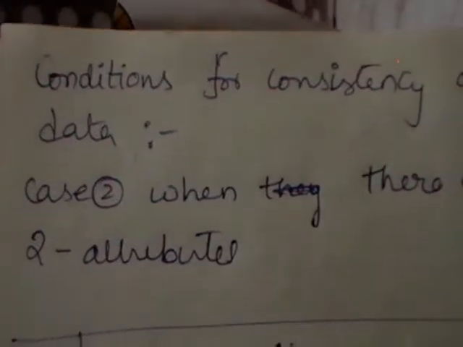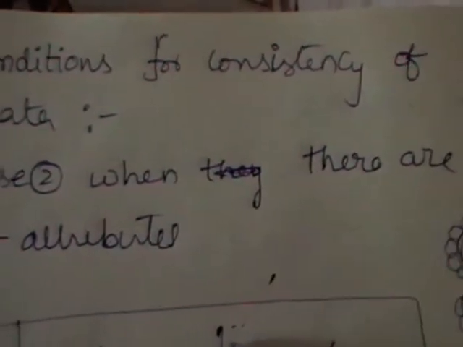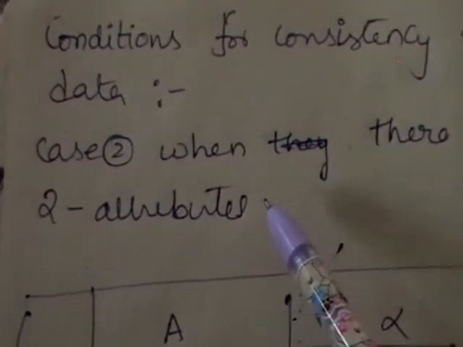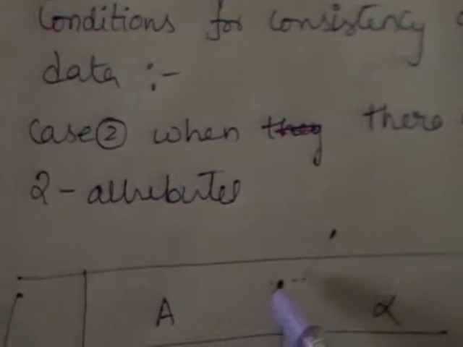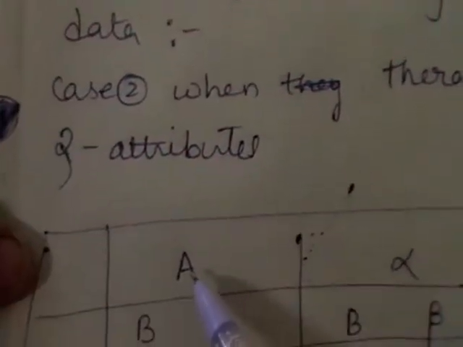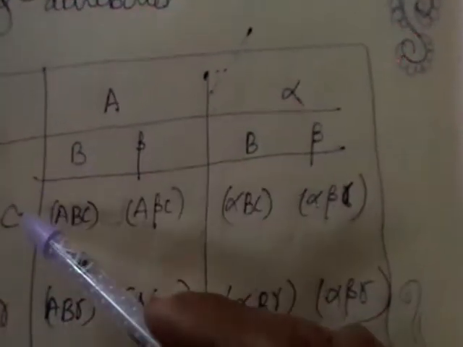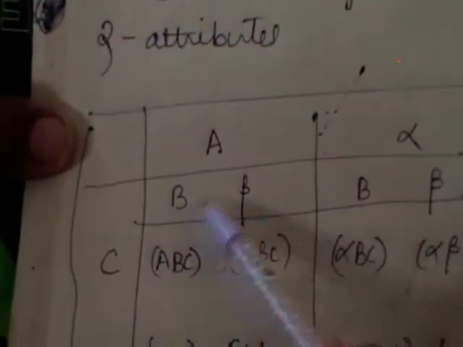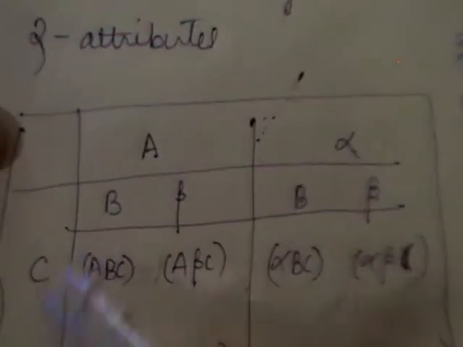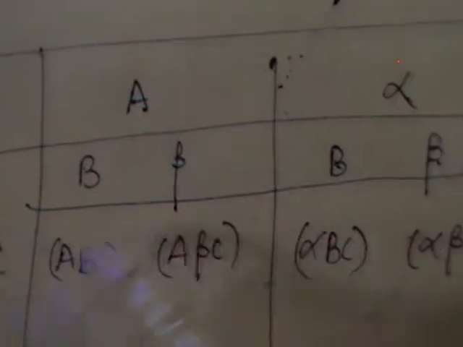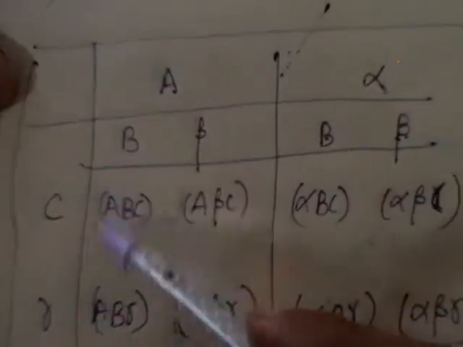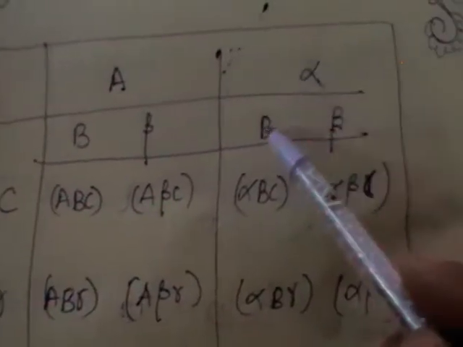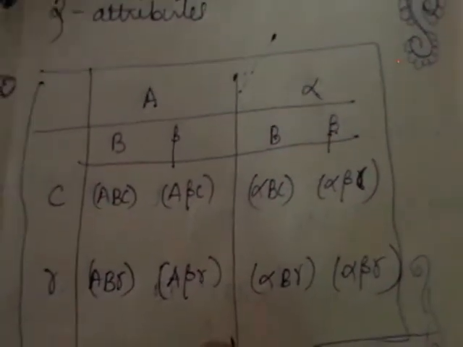So in the previous class we have discussed conditions for consistency of data when there are two attributes. Now we are going to discuss when there are three attributes. I think you know how to draw the frequencies when we have three attributes. First you write here A and its negative class alpha, C and its negative class gamma. Here you write B, beta. Here you get ABC, A beta C, alpha BC, alpha beta C, ABgamma, A beta gamma, alpha B gamma, alpha beta gamma. So these are the ultimate class frequencies when we have three attributes.